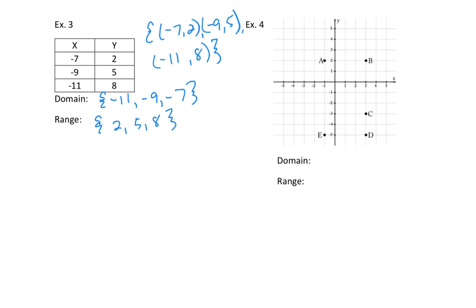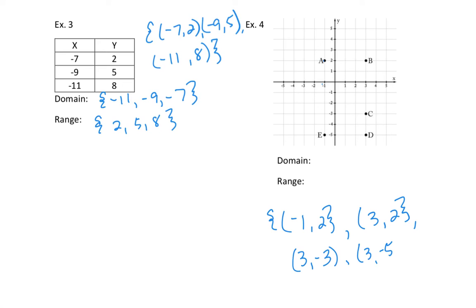Again, listing out our ordered pairs, for example, for the graph: A is at -1, 2, x and y. B is at 3, 2. C is at 3, -3. D is at 3, -5. And E is at -1, -5.